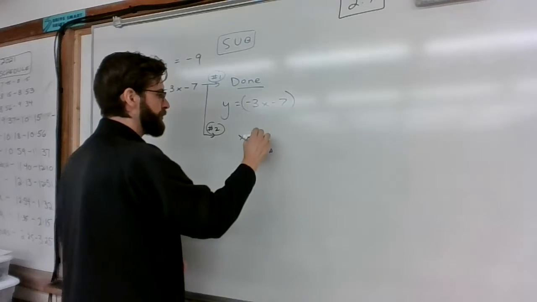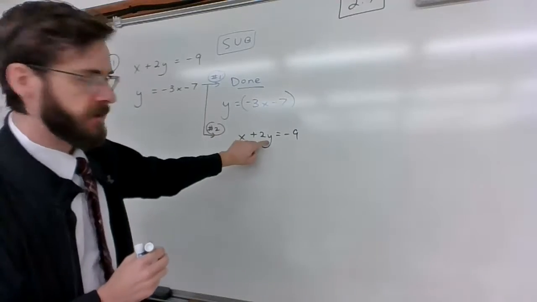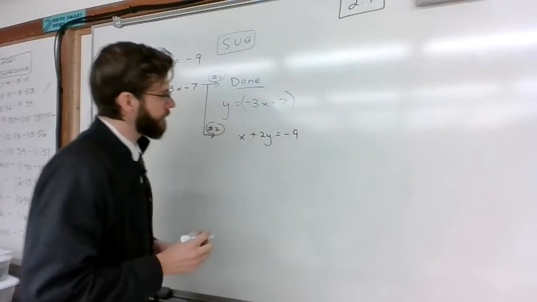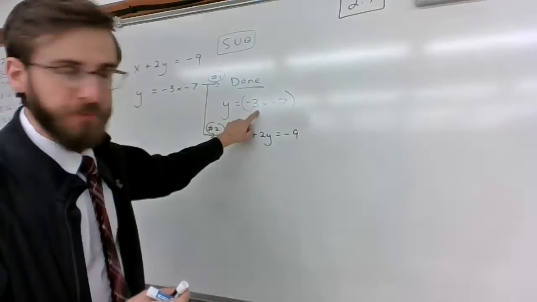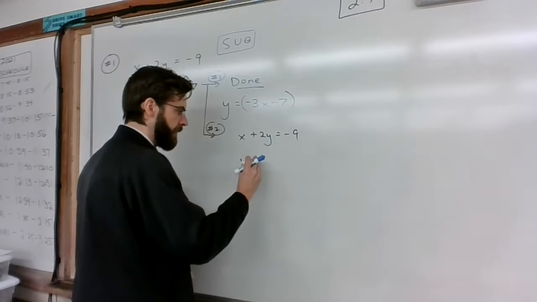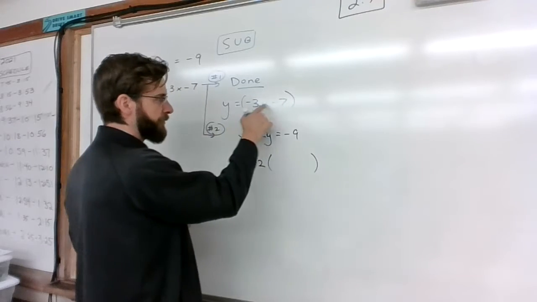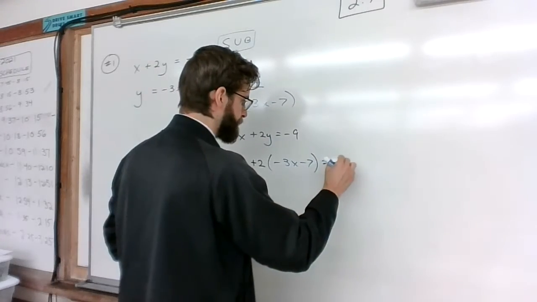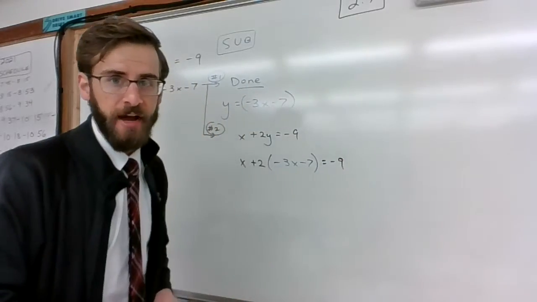Take x plus 2y equals negative 9, and then say that blue y is going to go right here. Which means I can replace the blue y with the negative 3x minus 7 parentheses variable expression. So I'm going to rewrite this. The y is going to completely disappear and be replaced with negative 3x minus 7. All right, at this point, I'm just going to get rid of parentheses and solve for x.